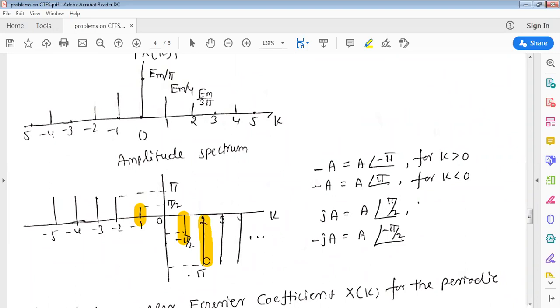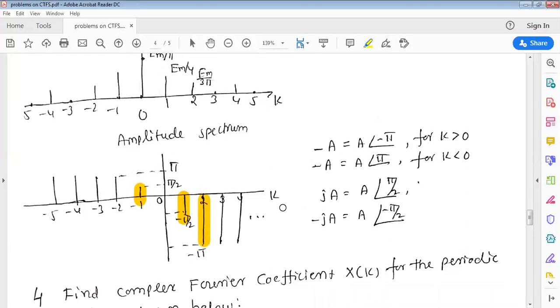So that is written here. All positive values, plus 2, plus 4, plus 5, this will become minus pi. For all negative values, it is going to become plus pi. I'm not interested in the amplitude. I'm interested in only whether it is plus pi or minus pi. That is how I'll write the phase spectrum.